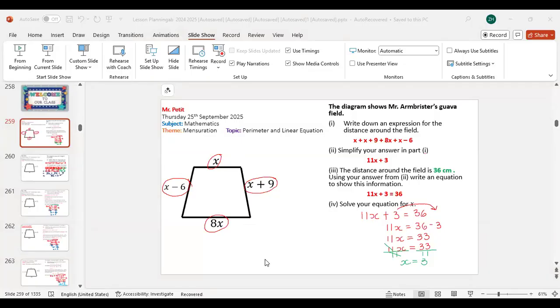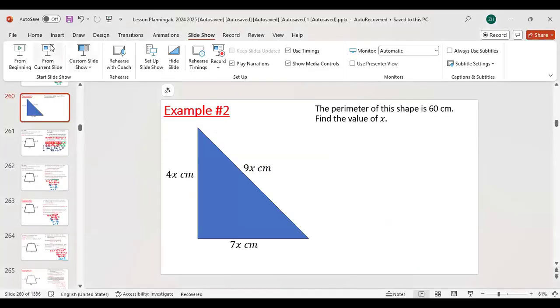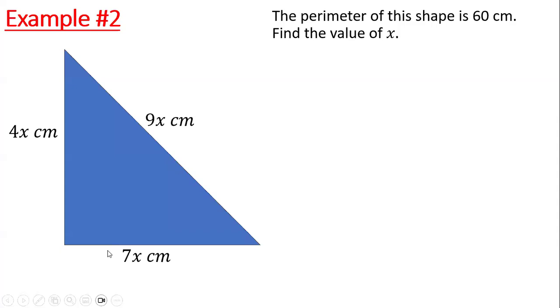Call this number 2. All right. Let's call this example number 2. So we're gonna draw this triangle. By the way, what type of triangle is this? What type of triangle is this? No. Scalene triangle.